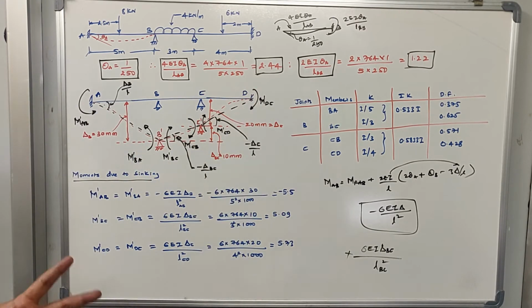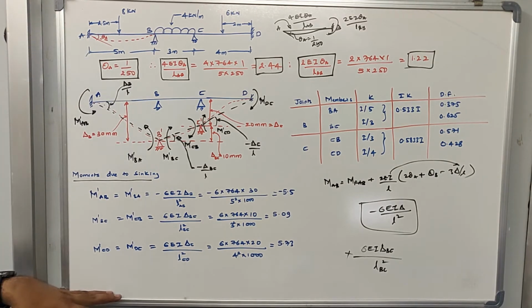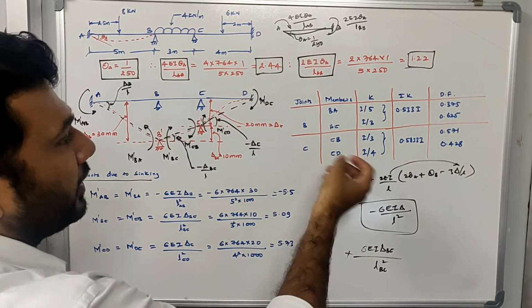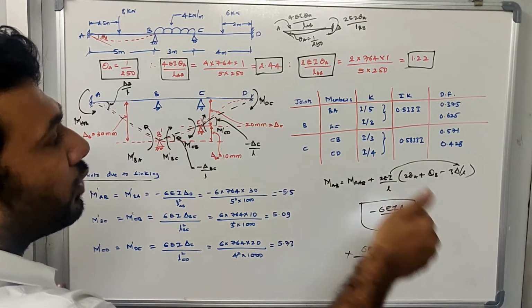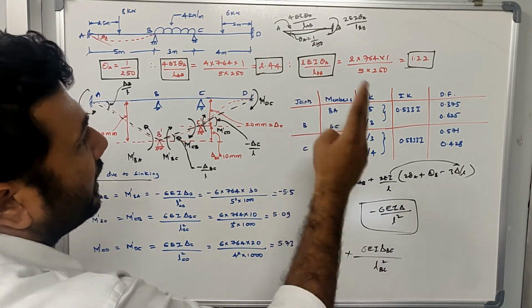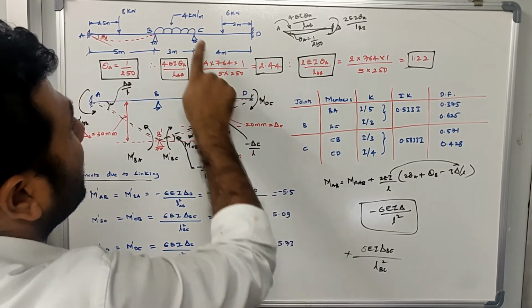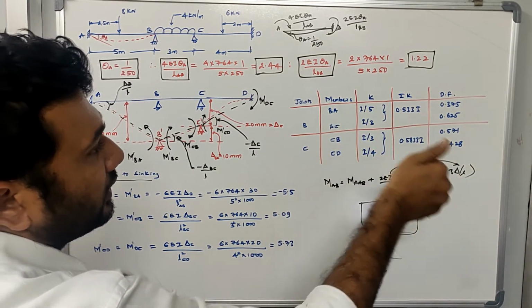Once you solve the moments because of the rotation and the moments because of the sinking, then we can solve for the distribution factor. I have already explained how to consider the distribution factor. We need to consider the joints which are connected by more than one member. So joint B is connected by BA and BC. Next, joint C is connected by CB and CD. So now let us find out the stiffness value.